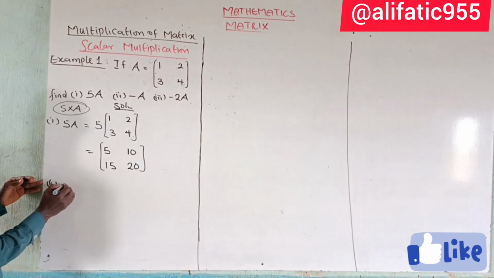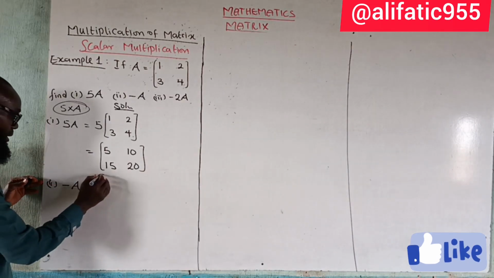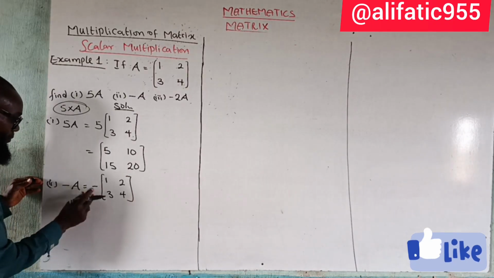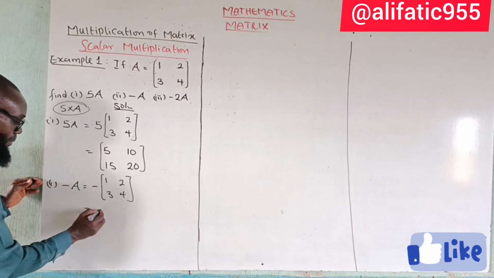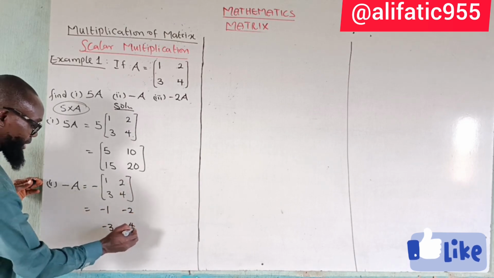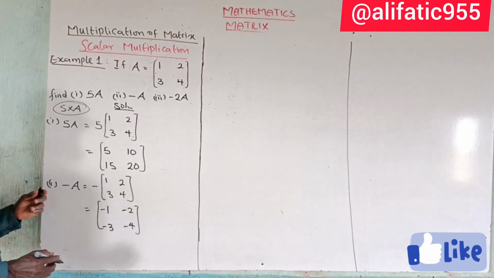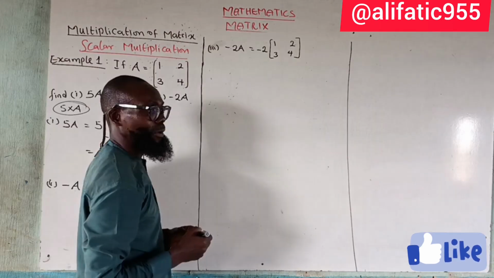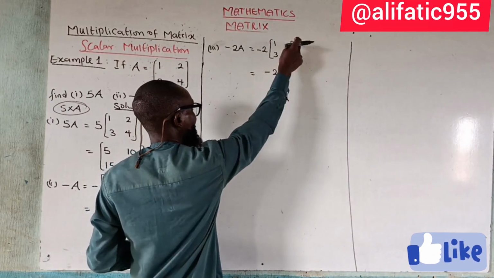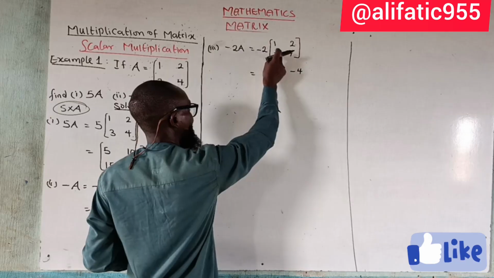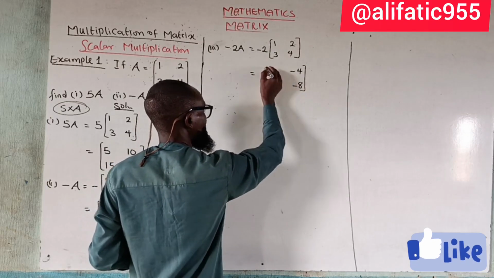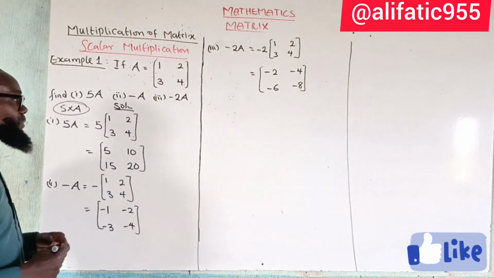Now, the second one, minus A. Minus our matrix A, 1, 2, 3, 4. So we are going to have minus times plus 1, minus 1; minus times plus 2, minus 2; minus 3; and minus 4. Similar thing will be done to minus 2A. Now we multiply this out. Minus 2 times 1, minus 2; minus 2 times 2, minus 4; minus 2 times 3, minus 6; minus 2 times 4, minus 8. So this is an example of scalar multiplication.